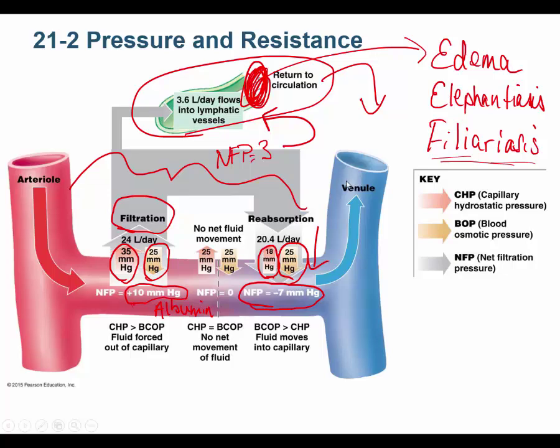Before I play that video, you need to be able to calculate net filtration pressure. You absolutely have to be able to do what I just went through with the net filtration pressure of positive 10 at the arterial end and negative 7 at the venular end. And overall, what does that mean? You need to be able to calculate that. So you need to understand that CHP is capillary hydrostatic pressure, BCOP is blood colloid osmotic pressure. That's due to albumin. So if I change my albumin, I change blood colloid osmotic pressure. You need to be able to calculate that.